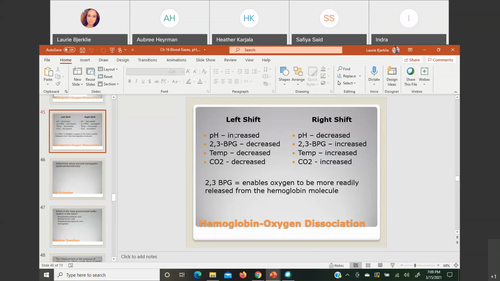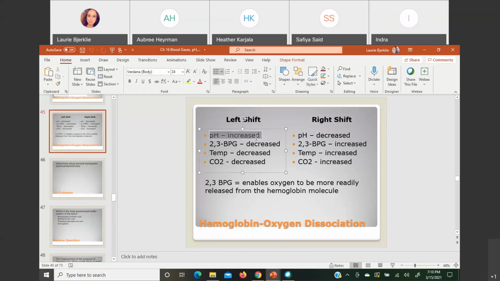So somehow you have to memorize this. You can either understand and know what each thing means, like I just explained, which can be a lot to get, or you have to memorize it. And so if you do this, the 2,3-BPG, the temperature, and the CO2 all go in the same direction on each one. Like on the left side, they all decrease. On the right side, they all increase. The pH is the only one that's always opposite of that.